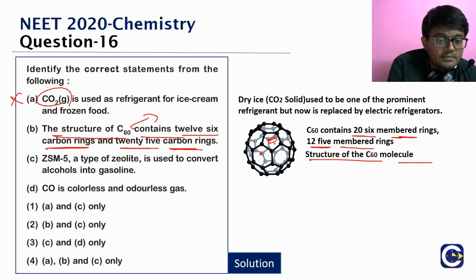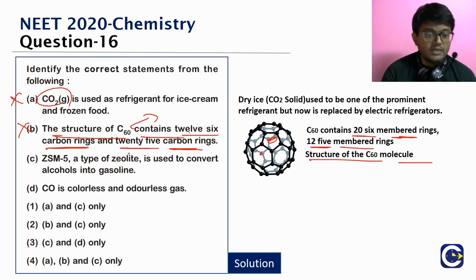But here they are saying something different. Look at this, they are saying 12 6-membered rings. So this is also not correct.